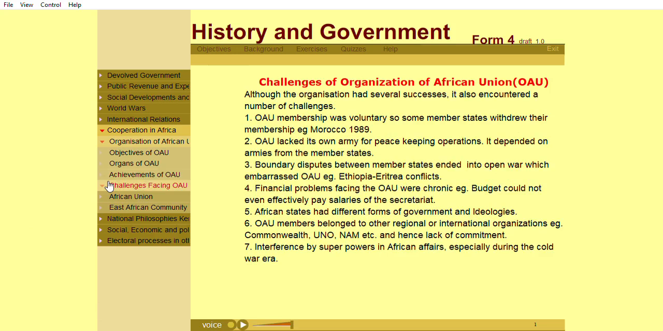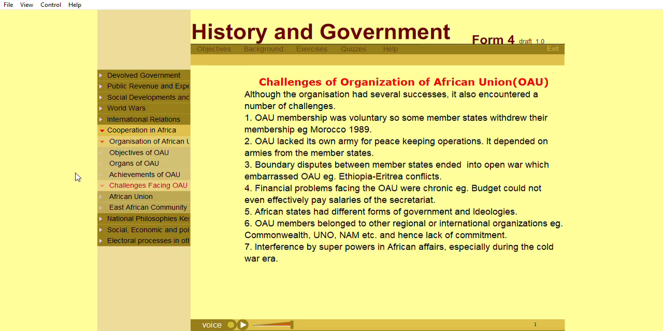Although the organization had several successes, it also encountered a number of challenges. They include OAU membership was voluntary, so some member states withdrew their membership, for example, Morocco in 1989. OAU lacked its own army for peacekeeping operations. It depended on armies from the member states. Boundary disputes between member states ended in open war which embarrassed OAU, for example, Ethiopia-Eritrea conflicts.